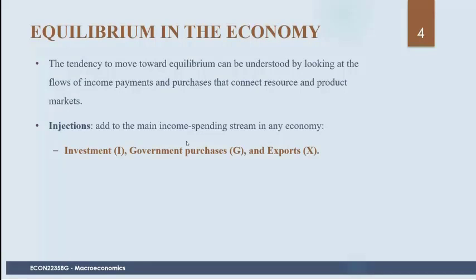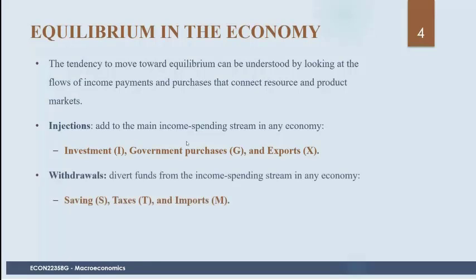So we can think of injections, and this textbook calls leakages withdrawals, same idea. Let's talk about the withdrawals first because I already mentioned them. The withdrawals are savings, taxes, and imports. These divert funds from the income spending stream in the economy. On the other hand, there are injections. The corresponding injection related to savings would be investment, and that's the function of financial intermediaries, like deposit-taking institutions or savings and loans banks.